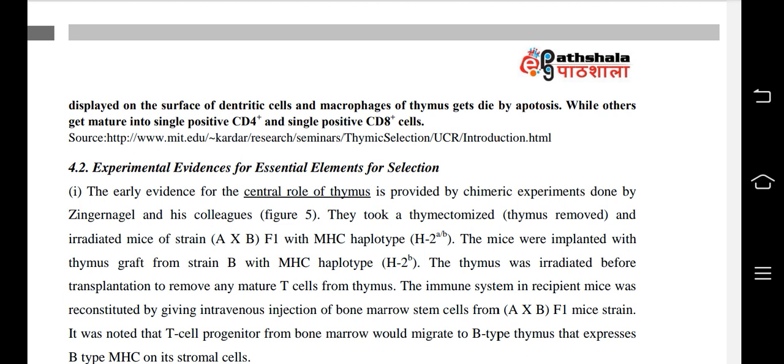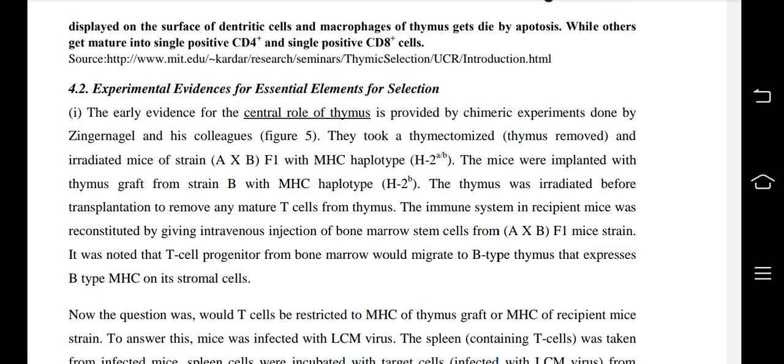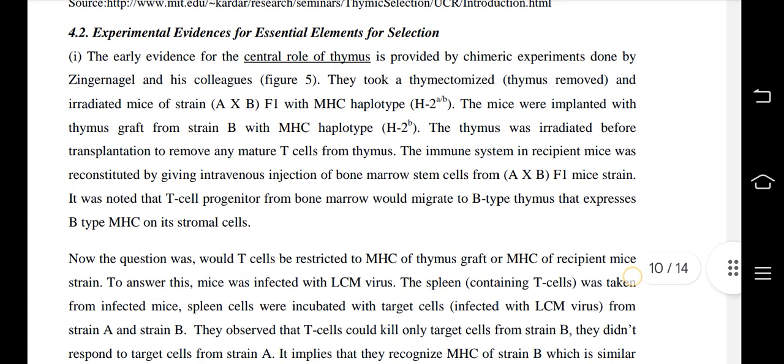Then, experimental evidence for essential elements for selection. The early evidence for the central role of thymus is provided by chimeric experiments done by Zinkernagel and his colleagues. They took a thymectomized and irradiated strain of F1 mice with MHC haplotype, and the mice were implanted with a thymus graft from strain B with MHC haplotype H2B. The thymus was irradiated before transplantation to remove any mature T cells from thymus.